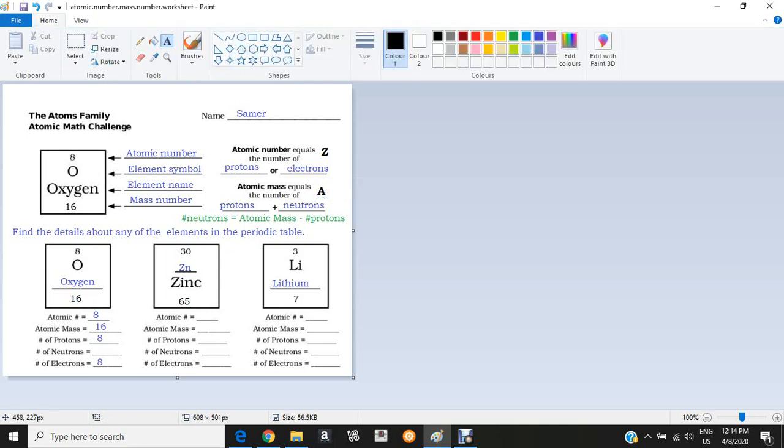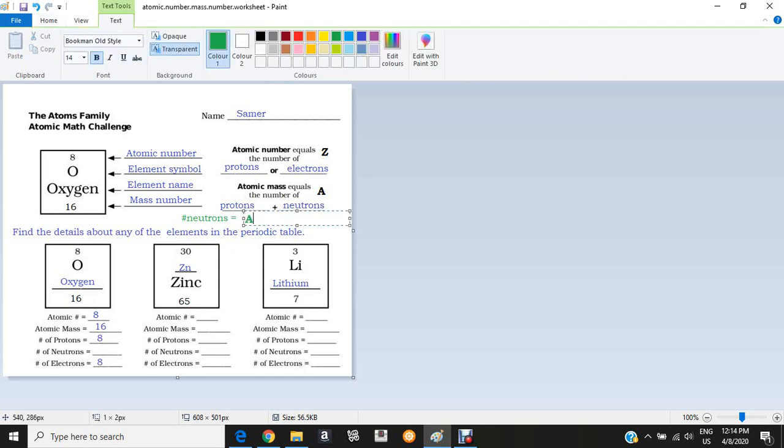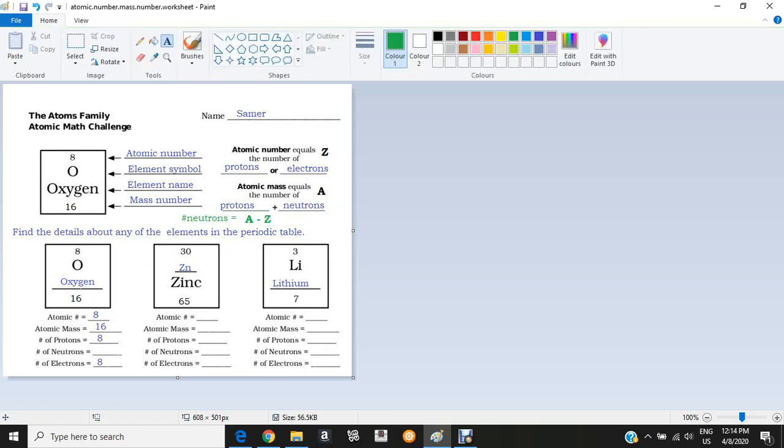To make things simpler, all I need to do is replace each with its symbol. And then what do I get? I get this simple form that says A minus Z equals the number of neutrons. So the number of neutrons is equal to A minus Z.